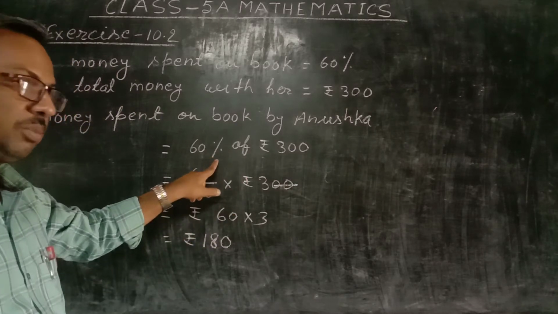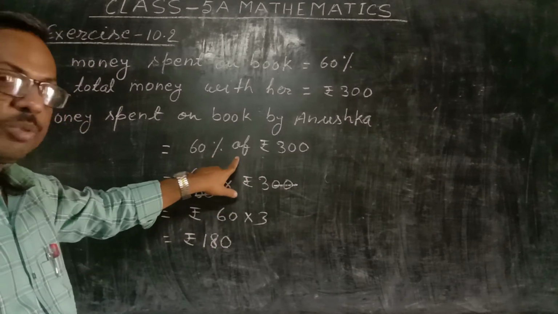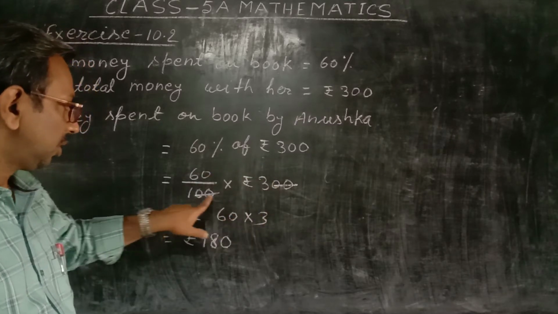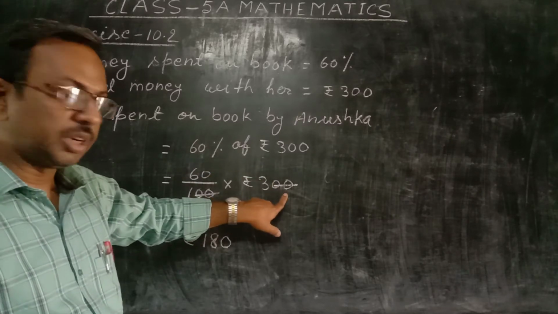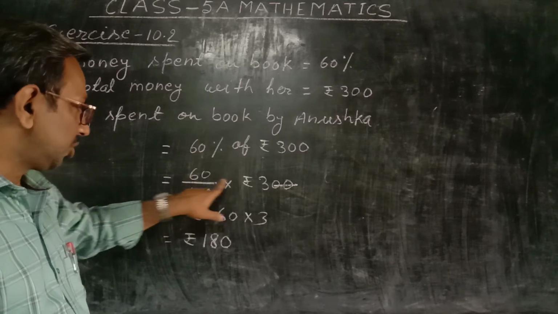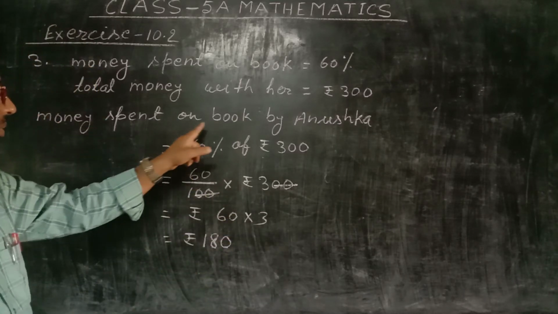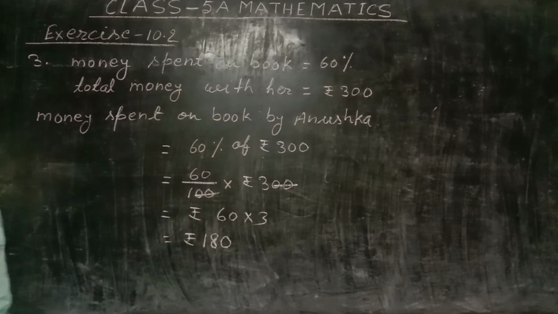So for the omission of this percent, I wrote here 100, of changed into the symbol of multiplication, and rupees 300 came here. So double zero of 100 and double zero of 300 cancel. Now 60 into 3 equal to rupees 180. So money spent on books by Anushka equal to rupees 180.